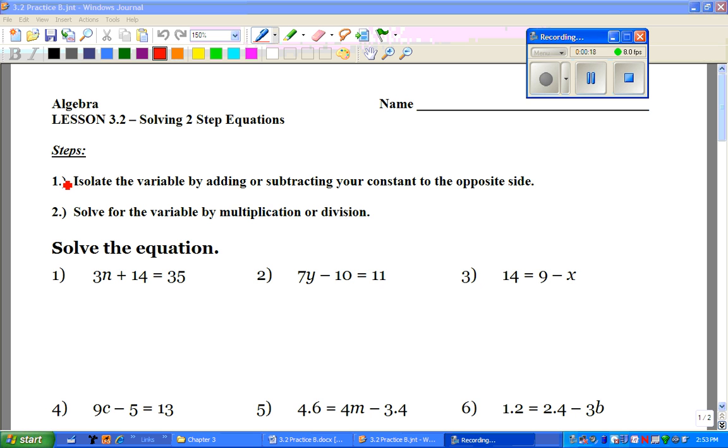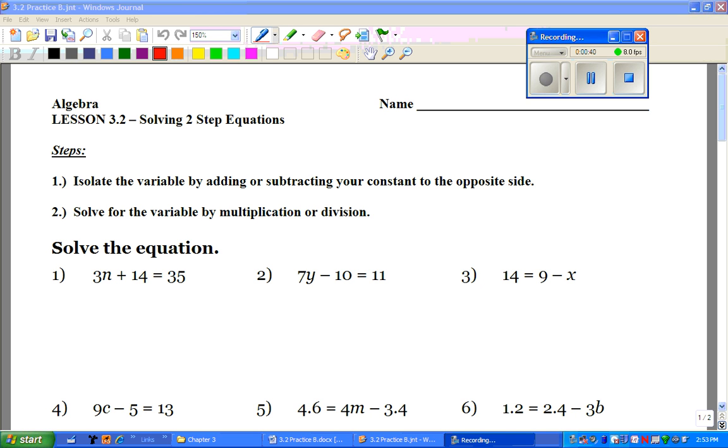The first thing you're going to want to do is isolate the variable and the coefficient by adding or subtracting your constant to the opposite side. So you're going to want to get that away from your variable. And then the second step is you're going to solve for the variable by multiplication or division. Most times it will be division.